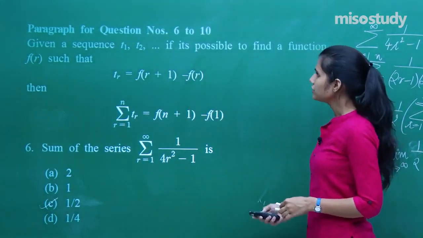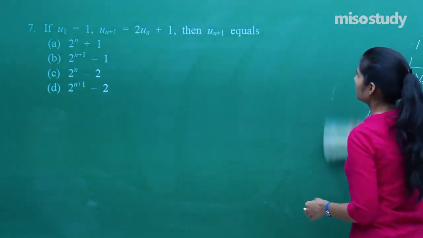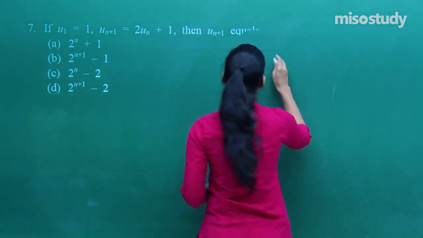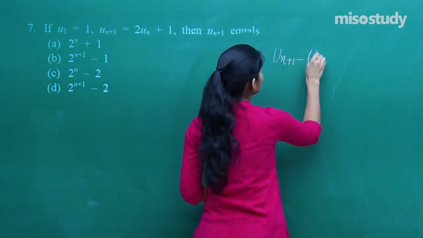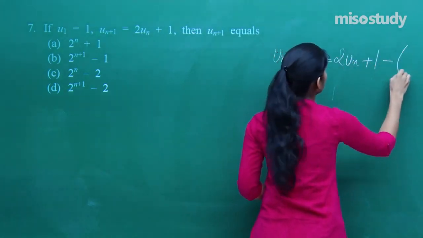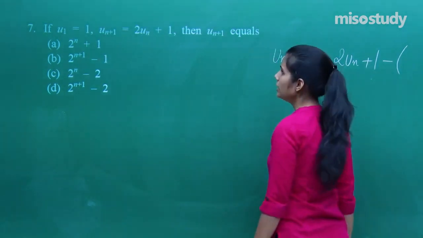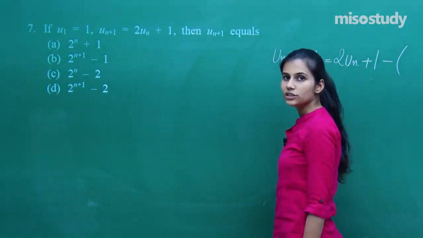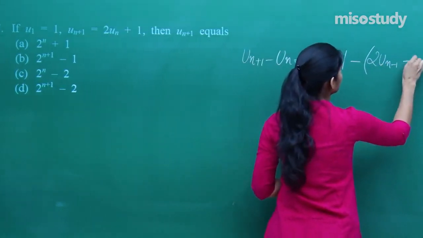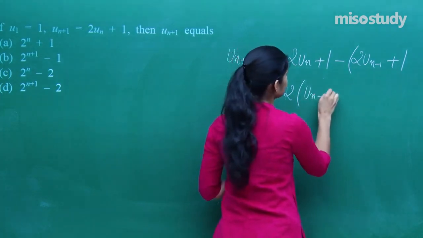Okay. Next, what is it that you have? You have, if u1 is 1 and un plus 1 is 2un plus 1, then un plus 1 is equal to what? So if un plus 1 minus un, if I consider, un plus 1 is 2un plus 1 minus, so un will be what? Un will be, when you replace n by n minus 1. When you replace n by n minus 1, you actually get un. So this will be 2un minus 1 plus 1. So this is twice of un minus 1.